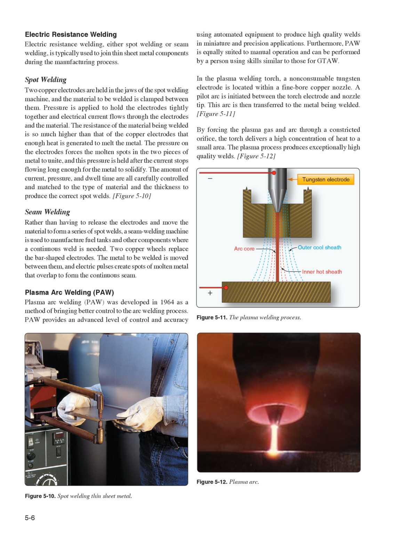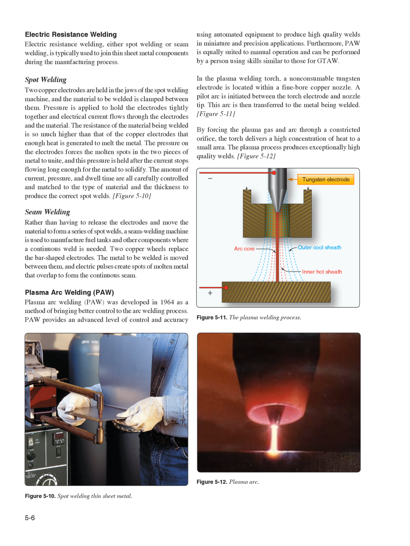Figure 5.10, seam welding. Rather than having to release the electrodes and move the material to form a series of spot welds, a seam welding machine is used to manufacture fuel tanks and other components where a continuous weld is needed. Two copper wheels replace the bar-shaped electrodes. The metal to be welded is moved between them, and electric pulses create spots of molten metal that overlap to form the continuous seam. Plasma arc welding, PAW.